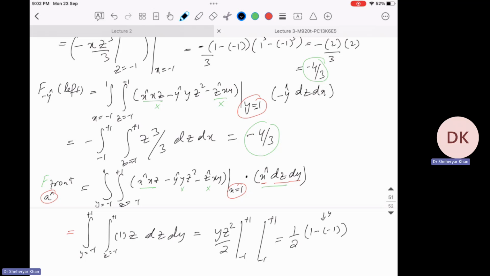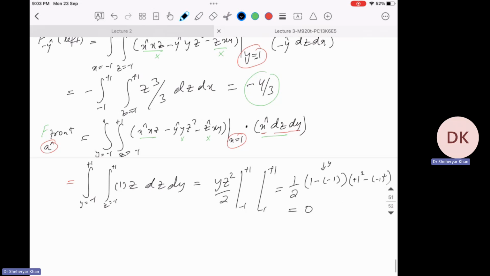That's the y limit. And for z, so you see the answer is 0. And this 0 is because of this z square. Okay. Z square means that it turns the negative into positive. That's why the answer is 0. And you will also find f back.